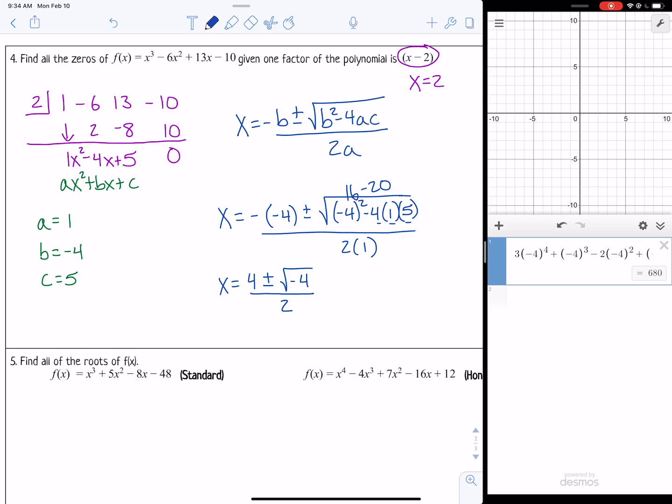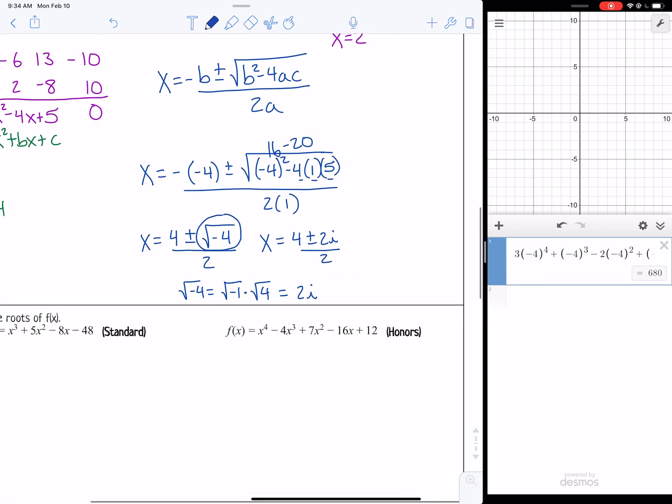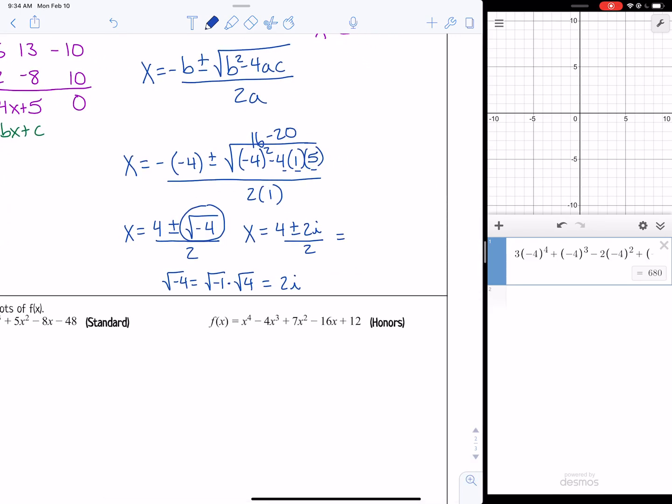So first you want to reduce this radical before you divide by anything. So let's put x equals 4 plus or minus, and then the square root of negative 4 is equal to the square root of negative 1 times the square root of 4, which would just be 2i. And then it's all still divided by 2. So you would just be able to divide in that very last step is the only place you want to divide. And you would get that they all could divide evenly by 2. So it'd be 2 plus or minus i.